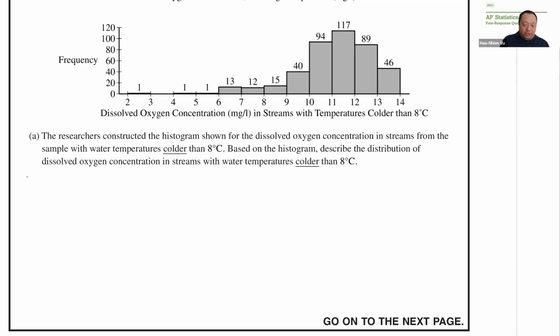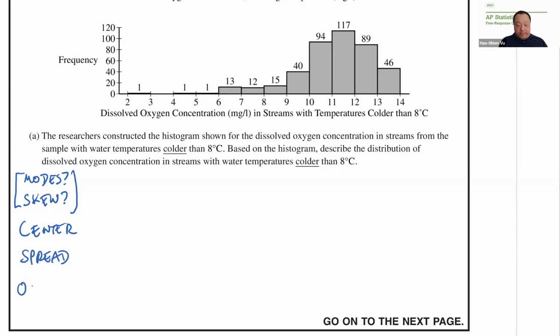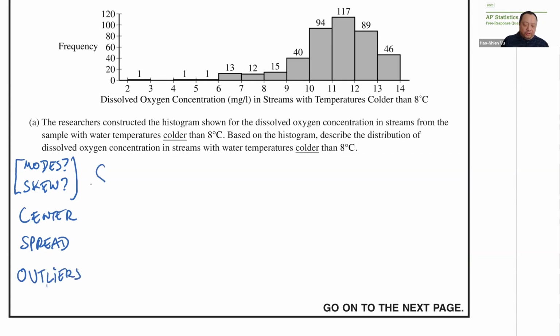The common approach is to describe the shape, which consists of how many modes, unimodal, bimodal, and the skewness. Is it skewed to the left or skewed to the right? Center, spread, and special points such as outliers. This is the shape. Outliers, center, spread. So many people teach it as SOCS, SOCS, for ease of remembering. I like to put outliers at the end.